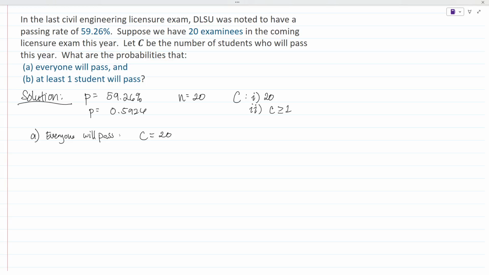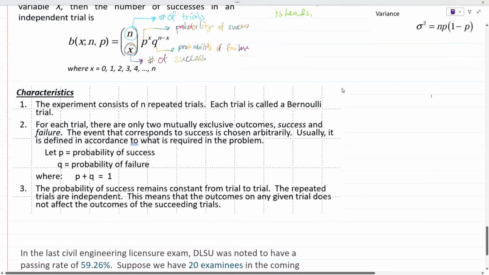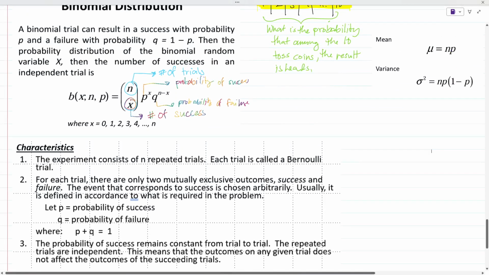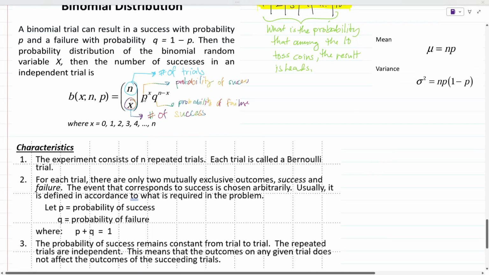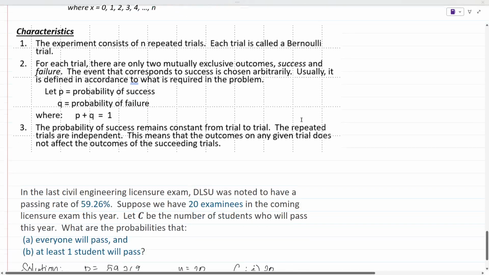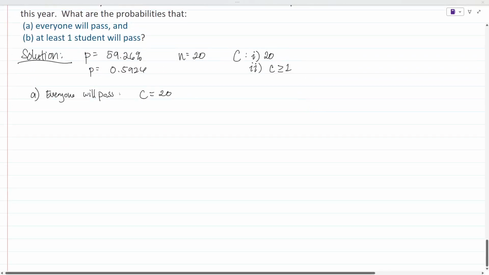Okay? Ngayon natin sa formula. Ano yung formula natin? Balikan lang natin dito. So, we have the formula: n combination of x, p of x, q of n minus x. Okay? So, sulat natin dito.